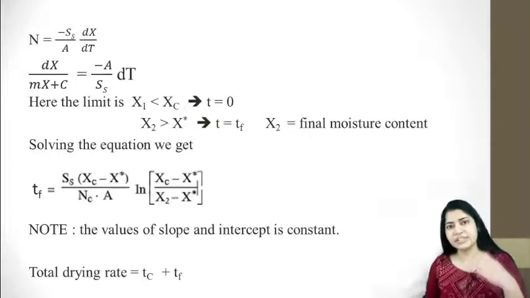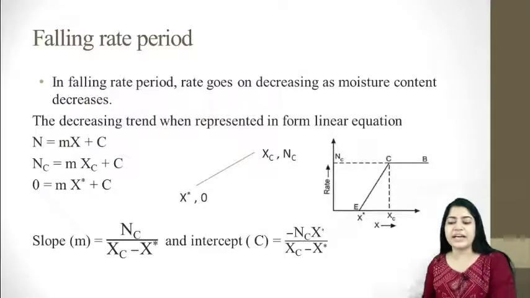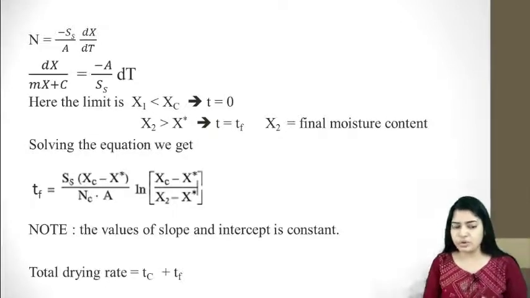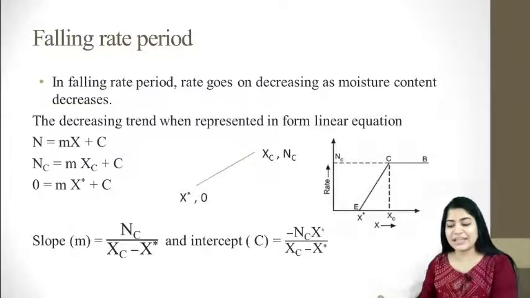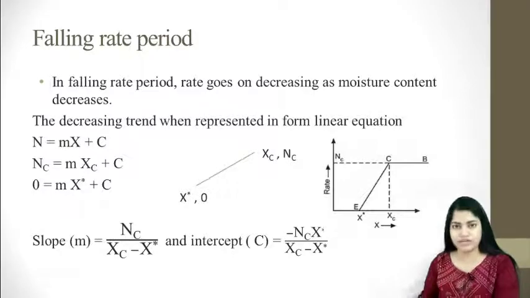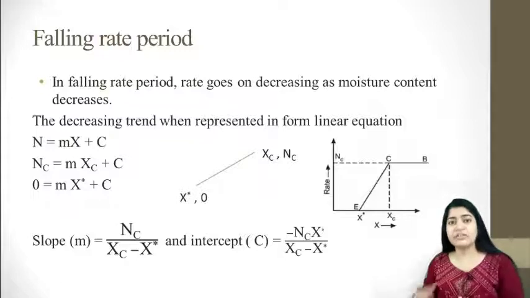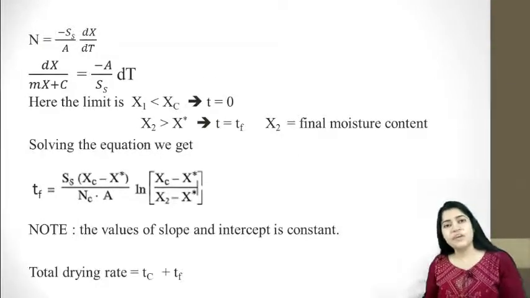When you are starting your drying for the falling rate period, suppose at time T equal to 0, I am only considering the EC time. So at time T equal to 0, your limit is X1, which is less than Xc. Here you can see that your EC is your falling rate period. So for drying, from X star to Xc we have to remove the moisture content in the falling rate period. Now till when can you remove it?